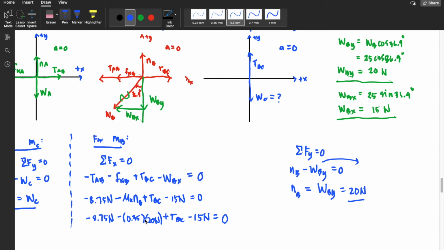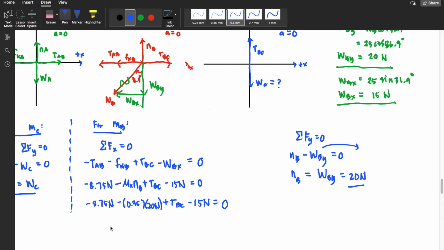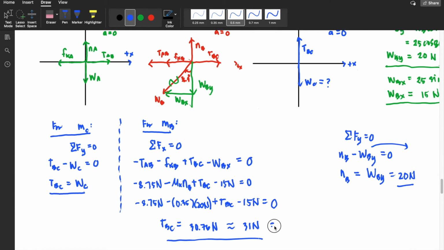Multiply this 2 here, and then combine this 8.75 and 15. So you'll have a value for your tension TBC, which is simply equal to 30.76 newtons, or approximately 31 newtons. Okay, so this is not yet the end. Take note that TBC is simply equal to your WC.